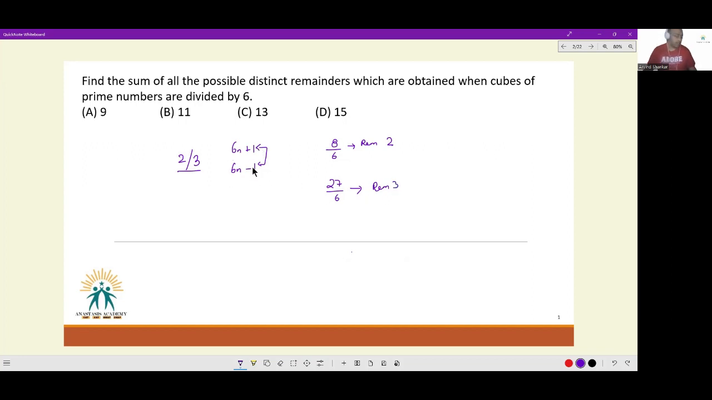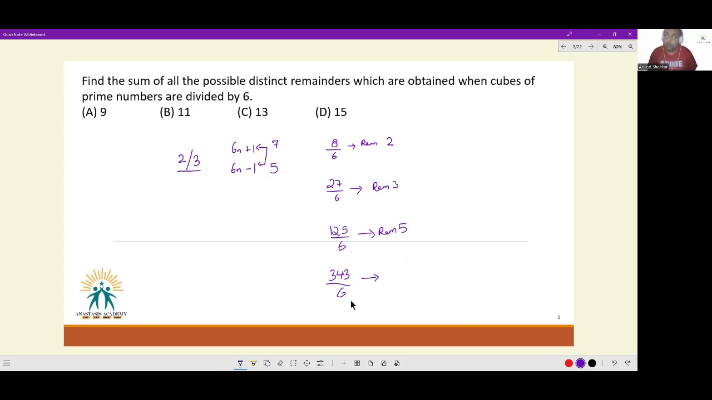Now, 6n plus 1, 6n minus 1. You can do it algebraically. Or what you can do is simply use one precise number of these types, because the remainder in either case is always going to be identical. So you can take up 7 here and you can take up 5 here and your work will be identical. So for 5 cubed, you get 125 by 6. The remainder is going to be 5, and then 343 by 6.